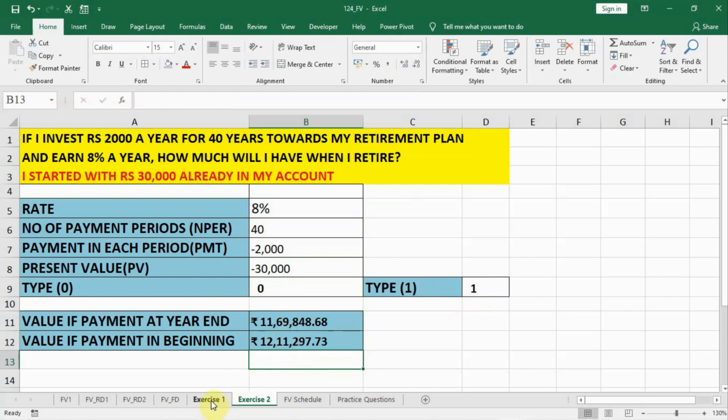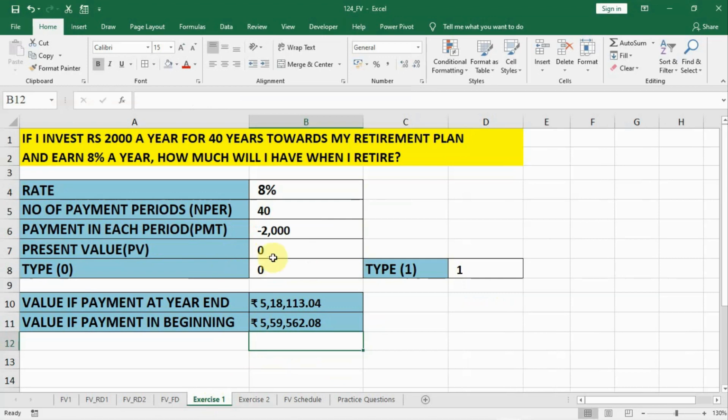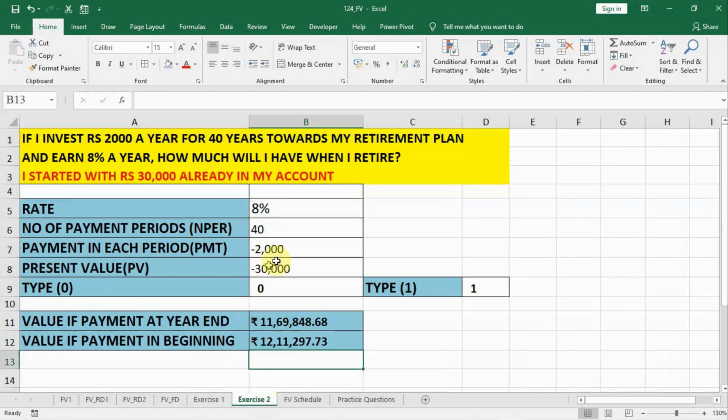So let us compare it with the previous example. Everything is the same, but you see the present value 30,000 was not there. And if the 30,000 is not there, what could be the interest? We see that. And if the 30,000 is there in the beginning, then we'll have interest on the 30,000 for the 40 years, the compound interest of 30,000.